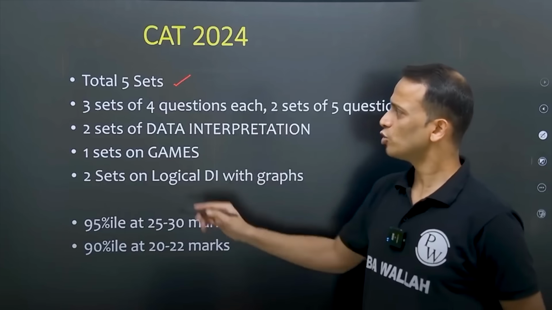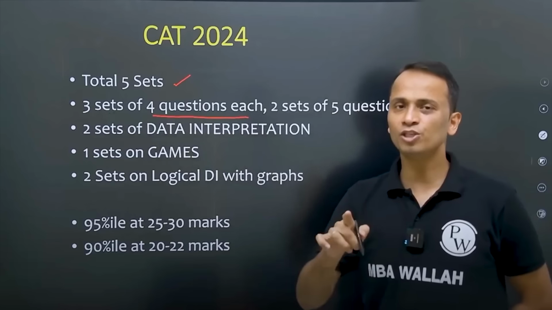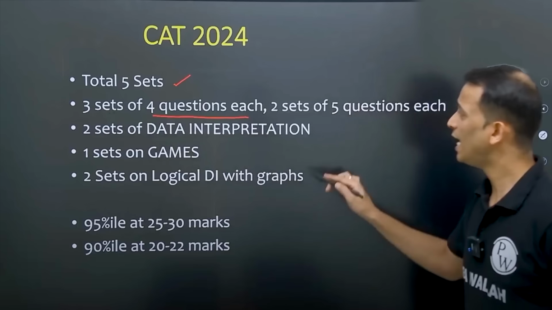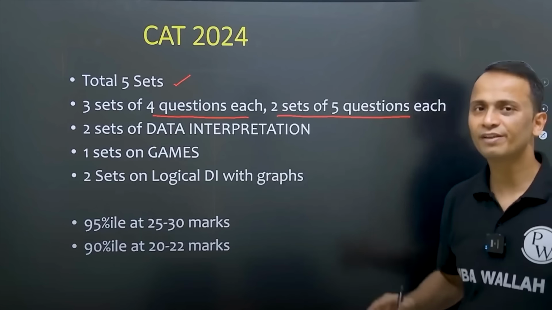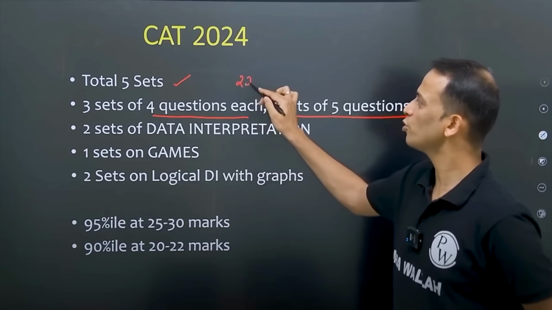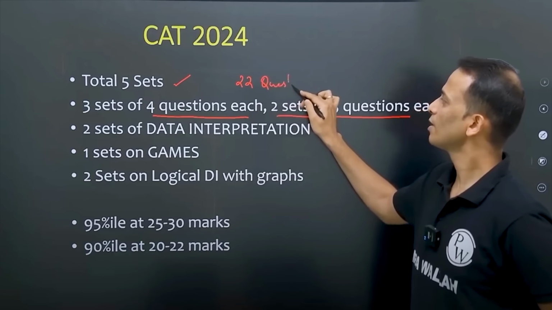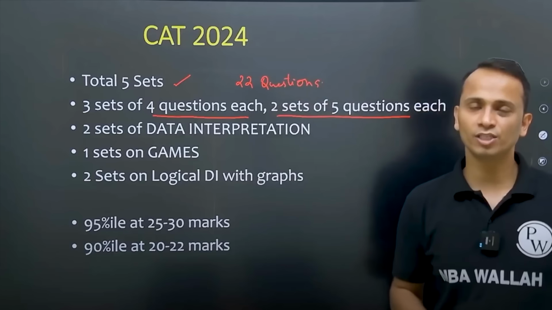There were 3 sets having 4 questions each, so 3 into 4, 12 questions. And there were 2 sets of 5 questions each, so 2 into 5, 10. So in total, there were 22 questions that we saw in this section of CAT 2024.